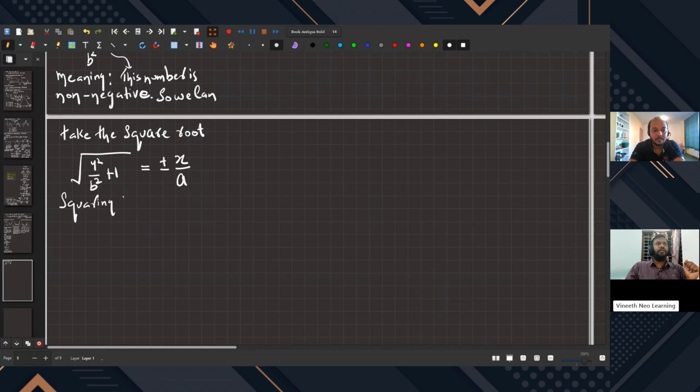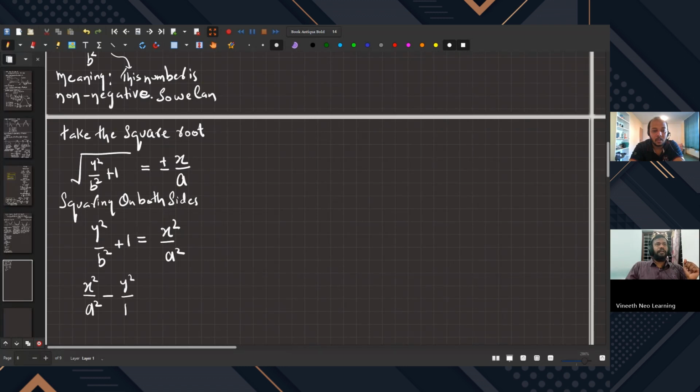Squaring on both sides will give us y squared over b squared plus 1 equals x squared over a squared. Yeah, we got the answer. That is x squared over a squared minus y squared over b squared will be equal to 1. All right.